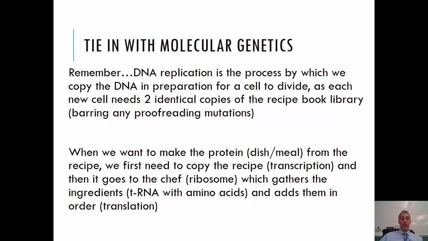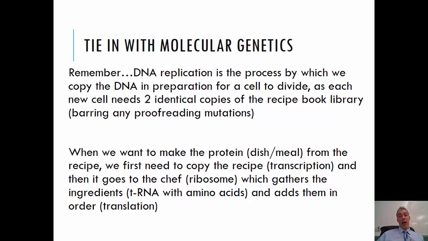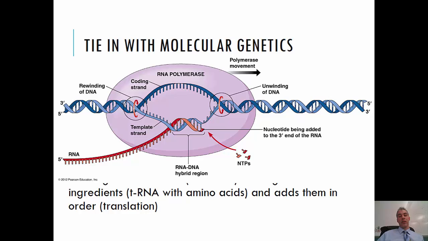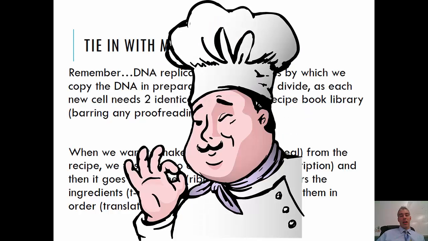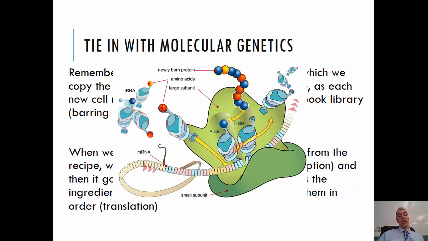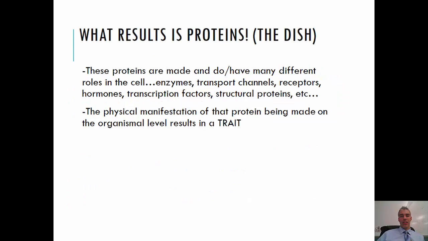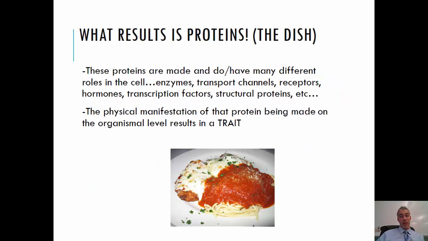When we want to make a protein from the recipe, we then copy that recipe in a temporary copy called mRNA through the process of transcription, and then it goes over to the chef. It leaves the nucleus. It goes to the chef, which is the ribosome. It gathers all the ingredients, which would be like the tRNAs that have amino acids attached to them, and adds them in order, which is the process called translation. And the result of translation is a protein, or in the case of this, the dish, right? The thing that we wanted to make.